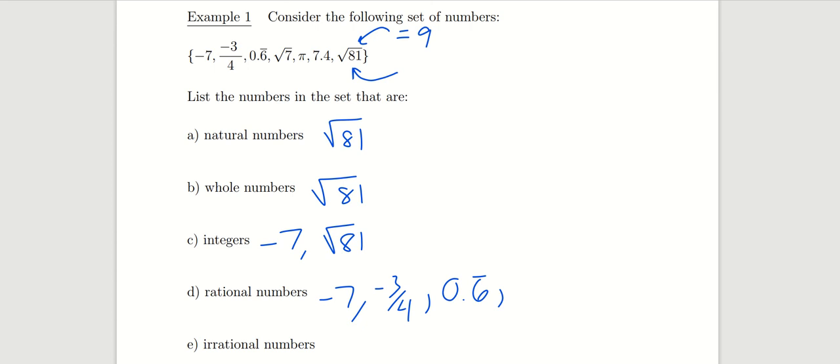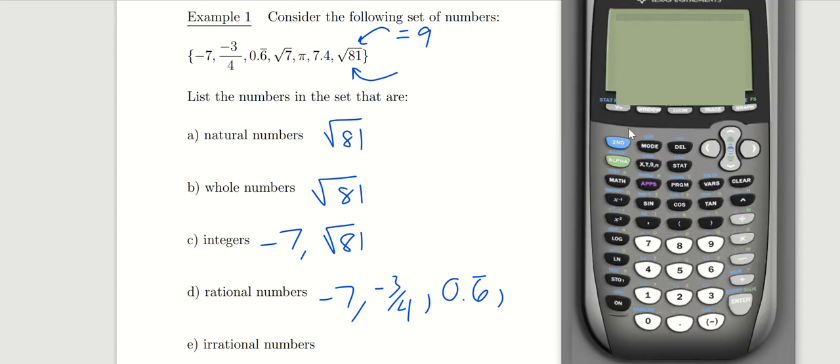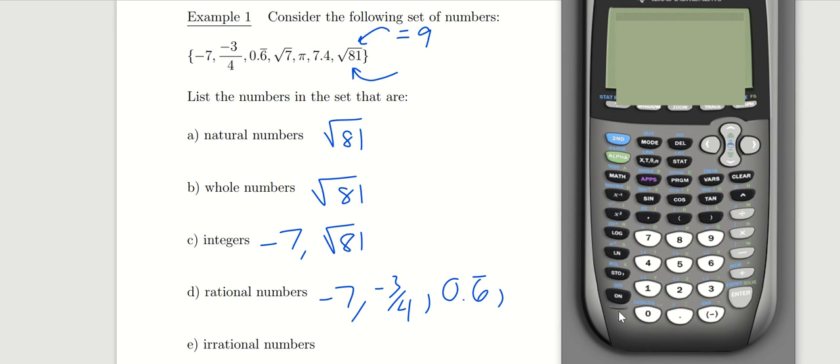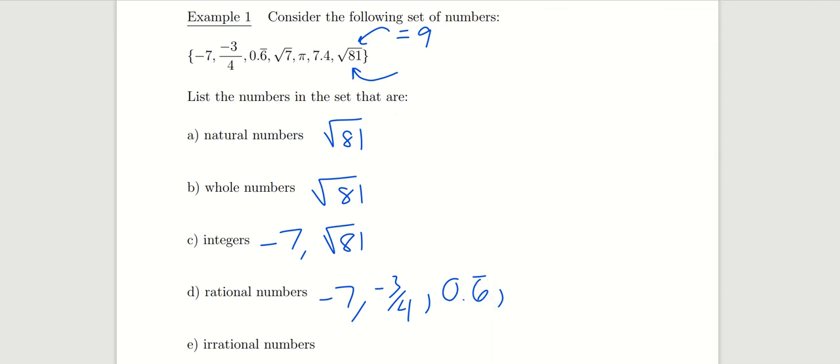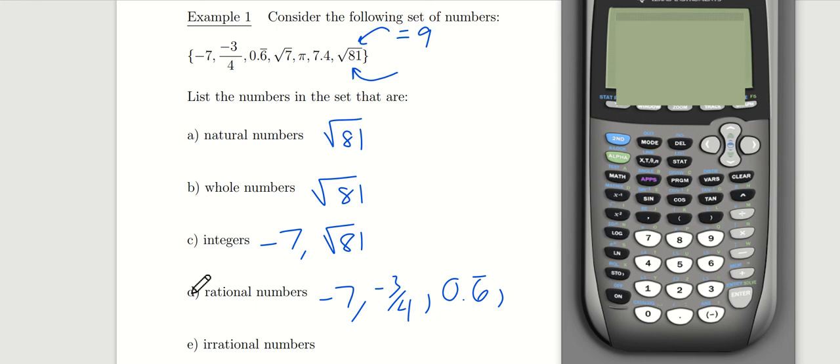The square root of 7, if you're unsure, you can plug it into your calculator. But the square root of 7, maybe I can plug it into my calculator.